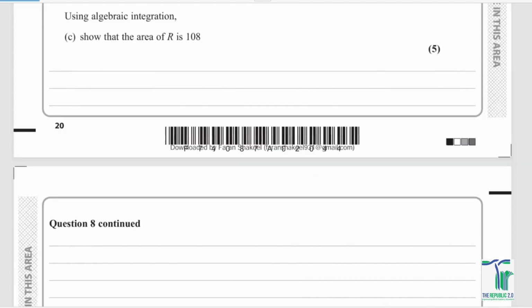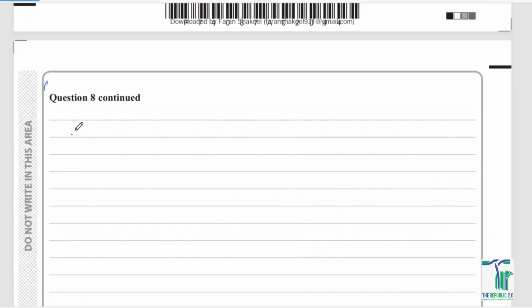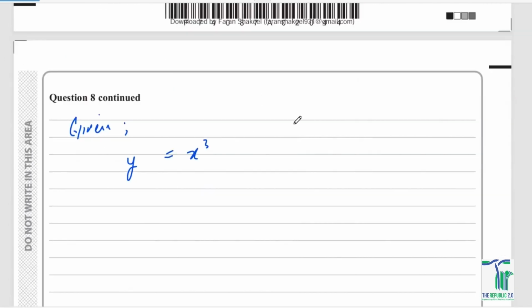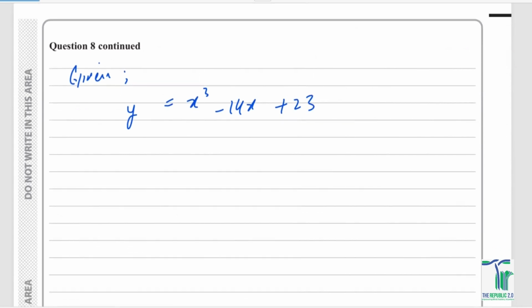So first of all, I'm just going to copy that equation down. It is given that the equation of the cubic curve was x cubed minus 14x plus 23. That is the equation of the curve, right? Since they're asking us to prove that the minimum of that cubic curve is at 2, I just need to differentiate this equation. So dy/dx would be equal to 3x squared minus 14.